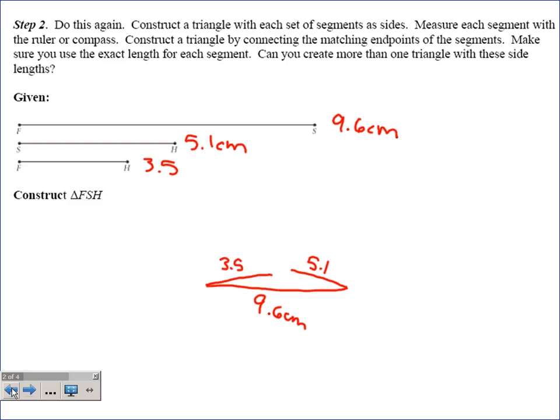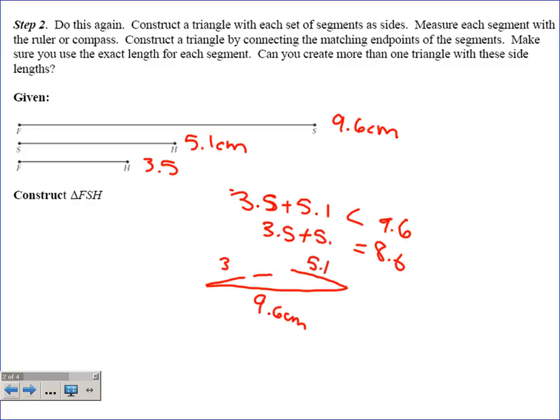Okay, so let's go back to this one here. Here's less than, because basically I'm saying, hey, 3.5 plus 5.1 is less than 9.6. Is that going to work? Okay, so less than is not going to work. Okay, what happens if I had equal? I should say 3.5. Okay, what if I had equal to? What if this was 8.6?